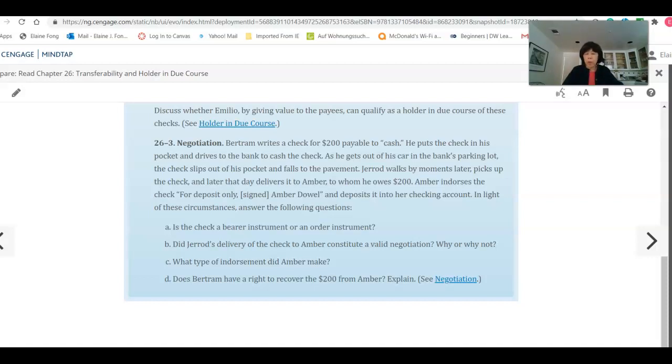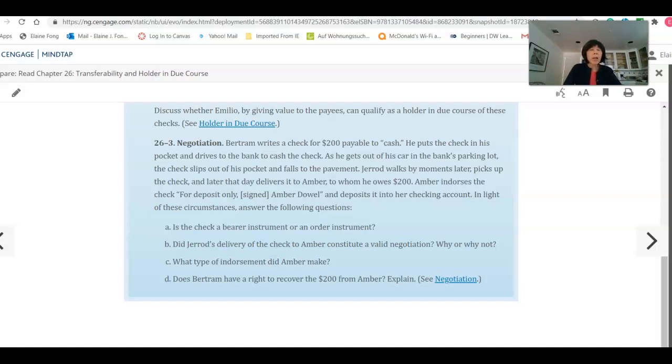All right, so I won't read through the facts. You can certainly look at those on your own, but I will recount the storyline for you here. Bertram has a check that he has written out. It is payable to cash in the sum of $200. He puts the check in his pocket. He goes to the bank by car, and on his way into the bank, the check drops out of his pocket and it lies there on the pavement. Bertram doesn't seem to realize it.